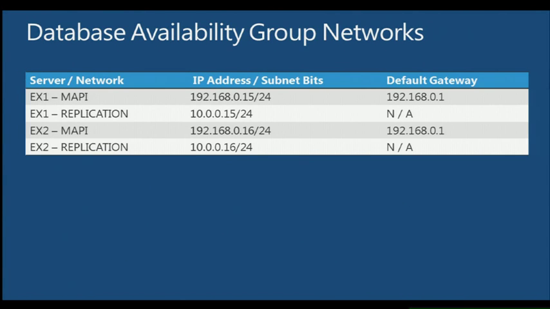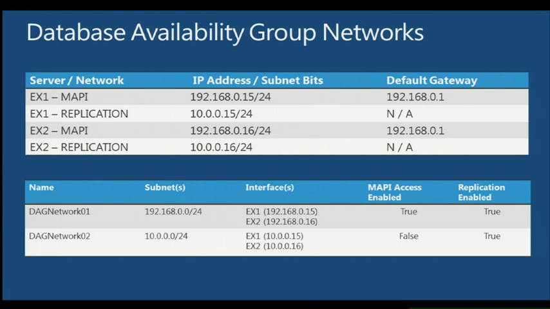So, a very simple exercise. I've got a DAG with 2 servers in it, EX1 and EX2. Each DAG member has 2 network cards in it, 1 for the MAPI network on 192.168.0 and 1 for the replication network on 10.0.0. So in this case, knowing that I have 2 separate subnets, when I add these servers to the DAG, how many DAG networks do you think are going to be created? Just shout it out if you think you know the answer. I have 2 subnets. How many DAG networks am I going to get? I hear 4, and I hear anything else? 2. Okay, the answer is 2.